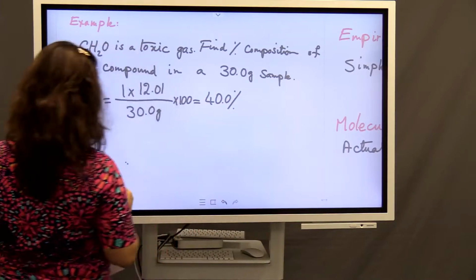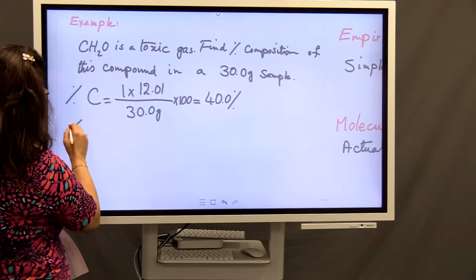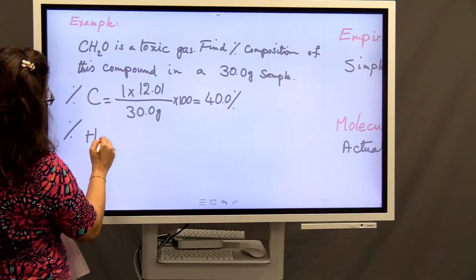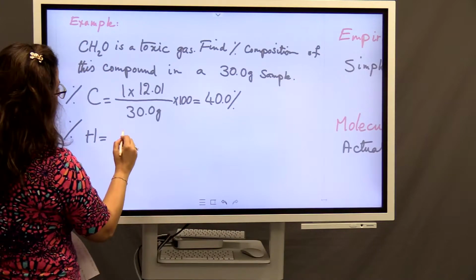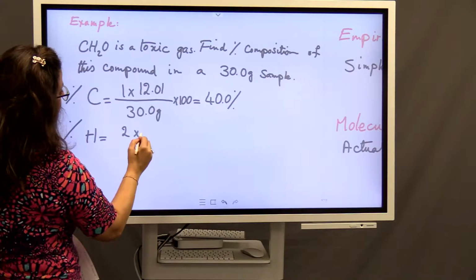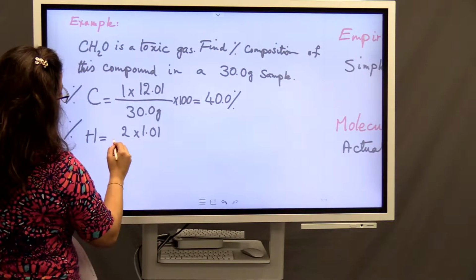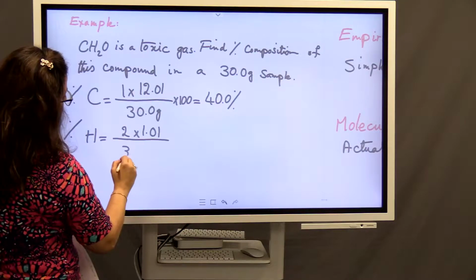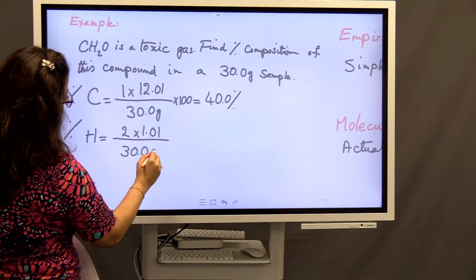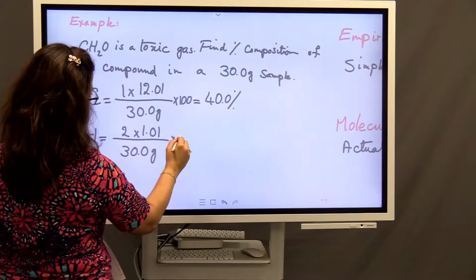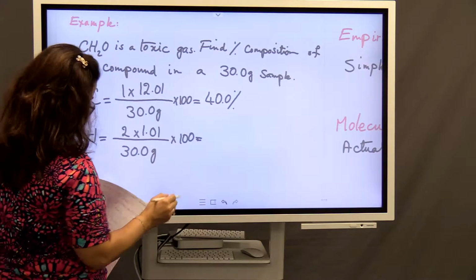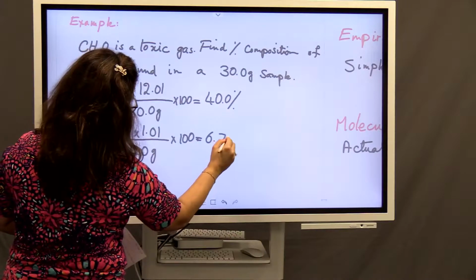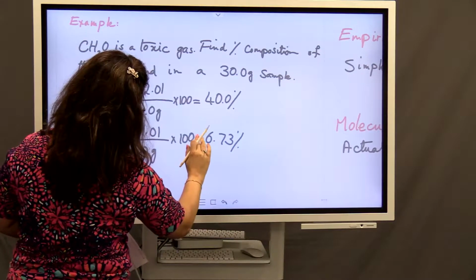Okay? For percentage of hydrogen, how many hydrogens do you see in the formula? 2, right? So make sure you include it. Times 1.01, the mass of 1 hydrogen, again divided by the mass of entire sample. The answer for this is 6.73%.